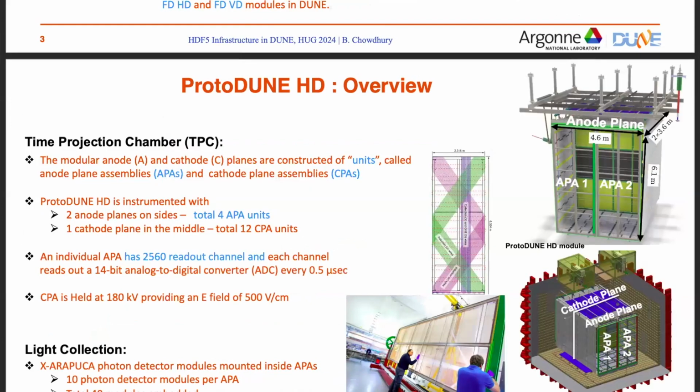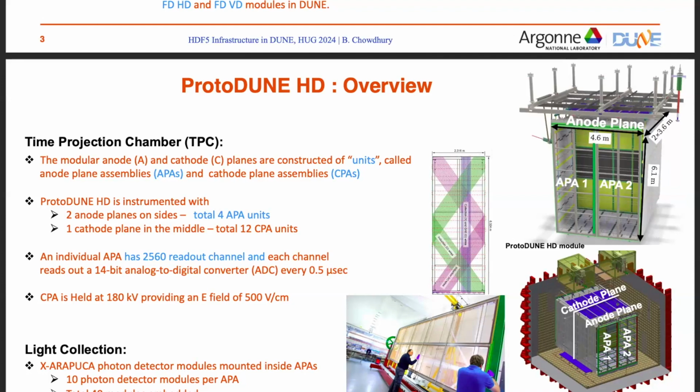This is just an overview of our ProtoDUNE HD detector. This is our detector sitting at CERN. See that we have 2 anode planes. One anode plane is right on this side, the other plane is on the back side. Right here in the middle is the cathode plane. So the charges are flowing from this cathode plane to the anode plane.